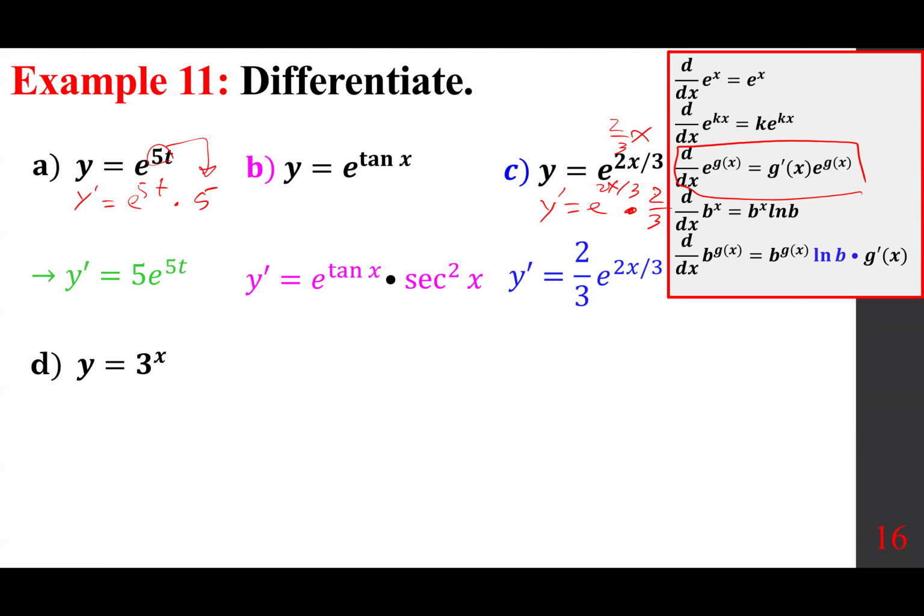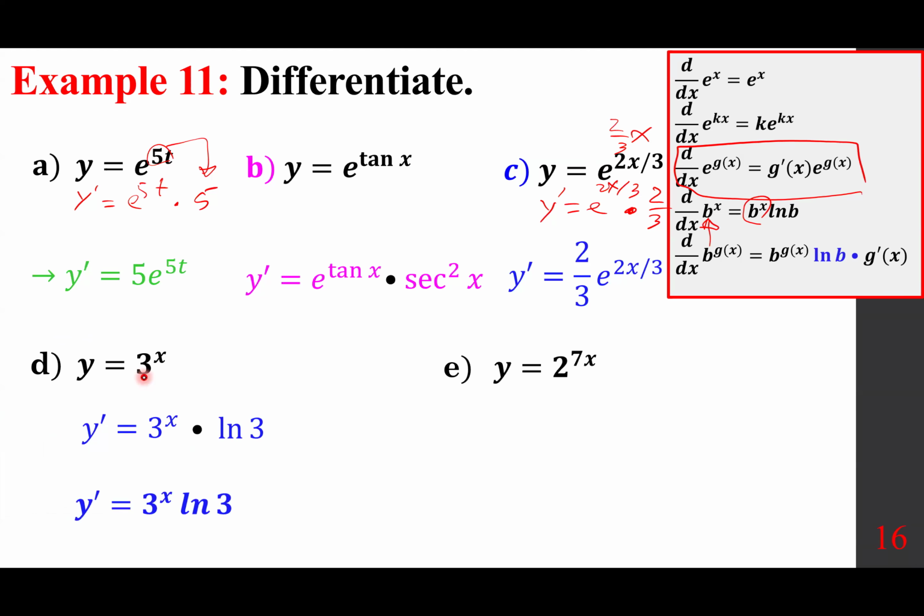What happens when the base is something other than e? Again, the answer is itself, but times ln b. In this case, 3 to the power of x remains, times the natural log of the base, ln 3. And you rewrite.